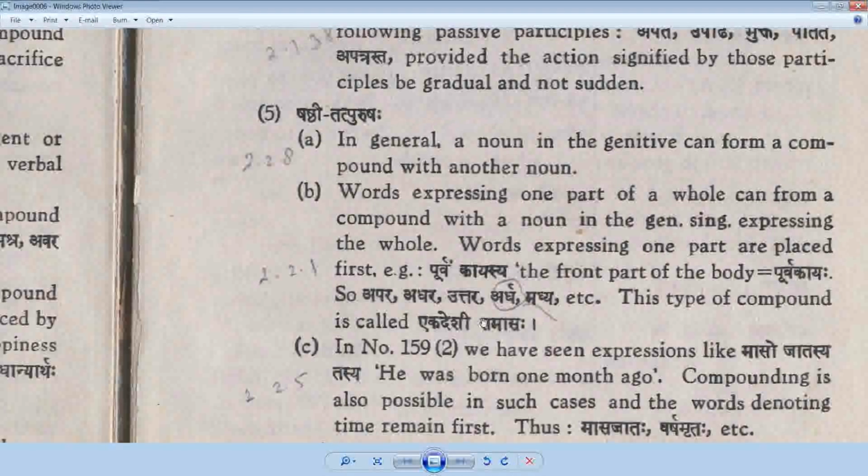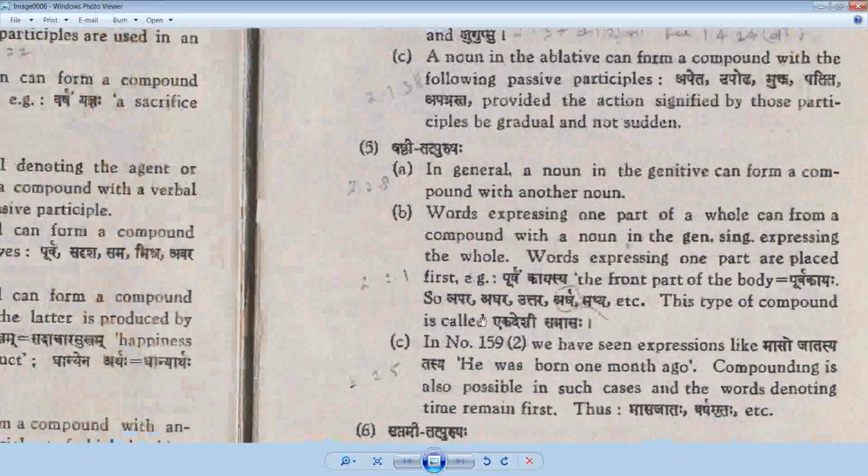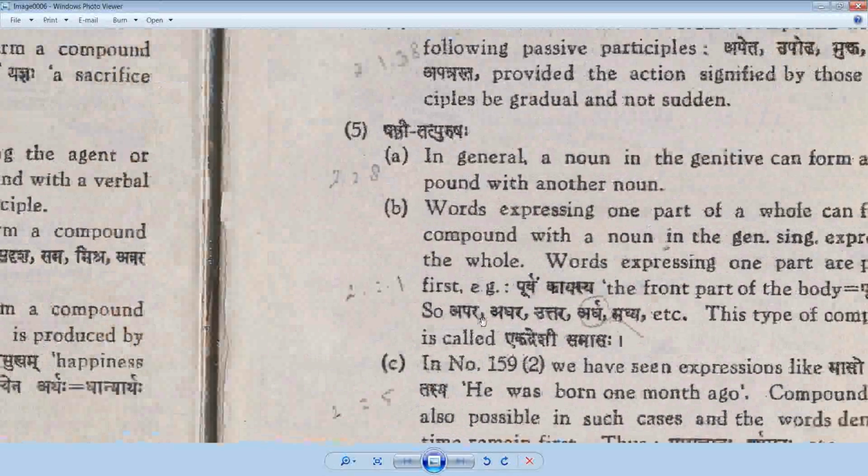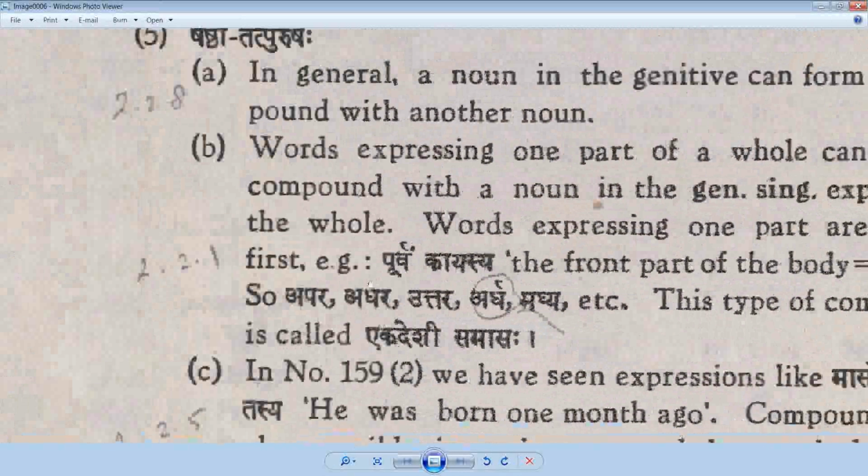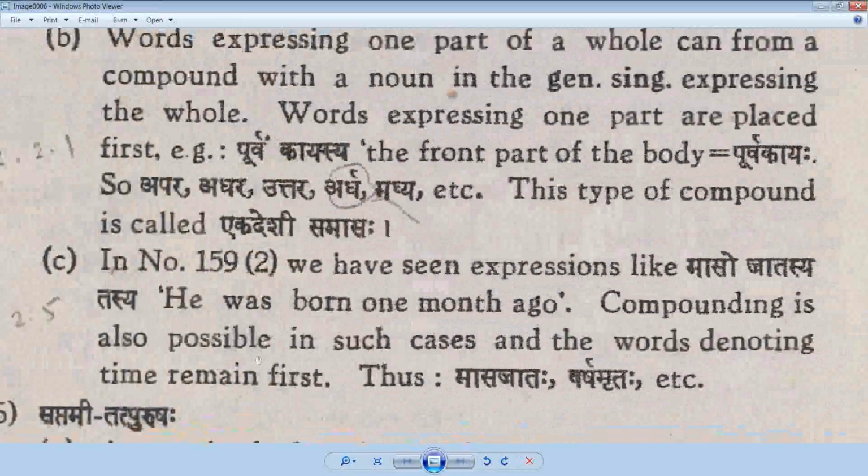Now there's one more part to it, which says that we have seen expressions such as maso jatasya tasya. Someone was born a month ago. And compounding is also possible in such cases. And the word denoting the time remains for. This is also the same thing.